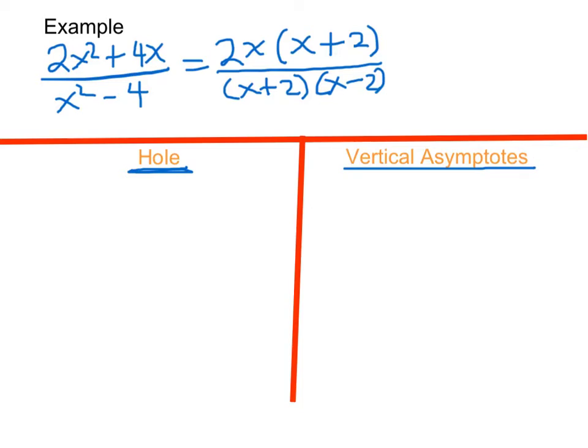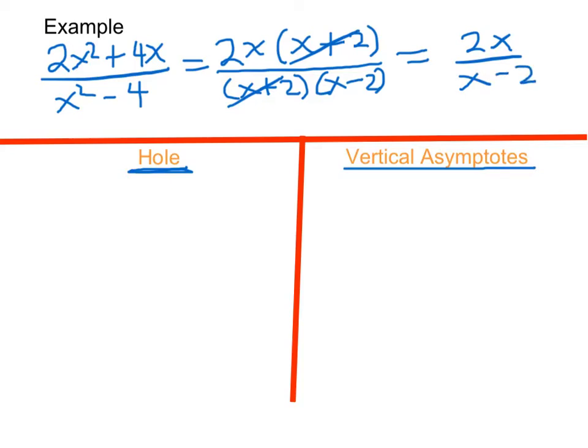So we will look for a common factor between the numerator and the denominator, which happens to be x plus 2. That is common between the numerator and the denominator. We are going to cancel out this common factor, and we'll be left with 2x over x minus 2.